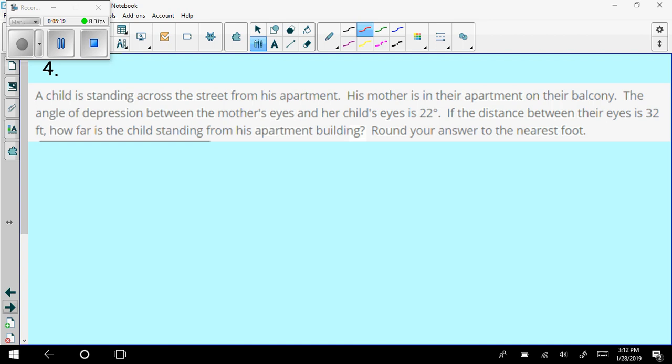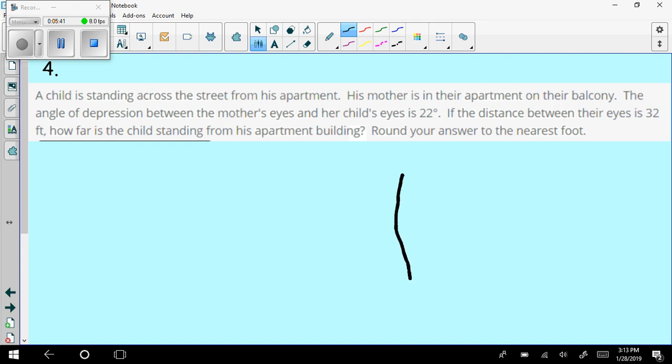Then question 4, a child is standing across the street from his apartment. His mother is in the apartment. On the balcony, the angle of depression between the mother's eyes and her child's eyes is 22 degrees. Find the distance between their eyes. If the distance between their eyes is 32 feet, how far is the child standing from the building?